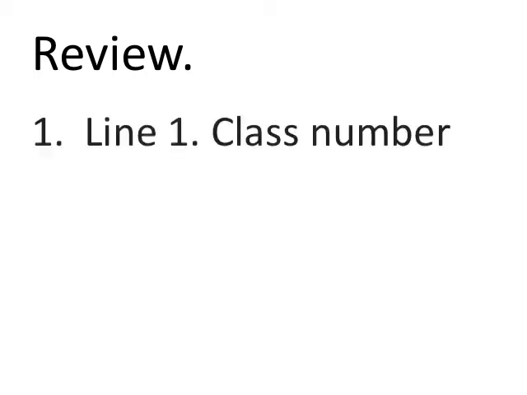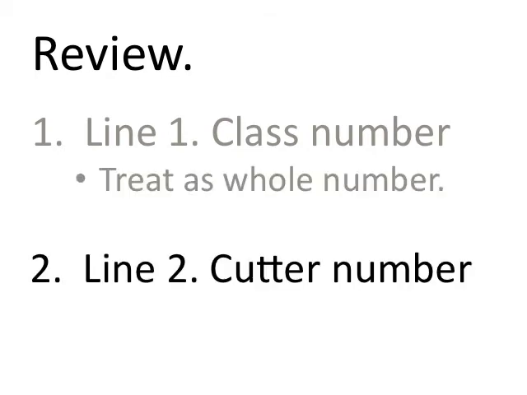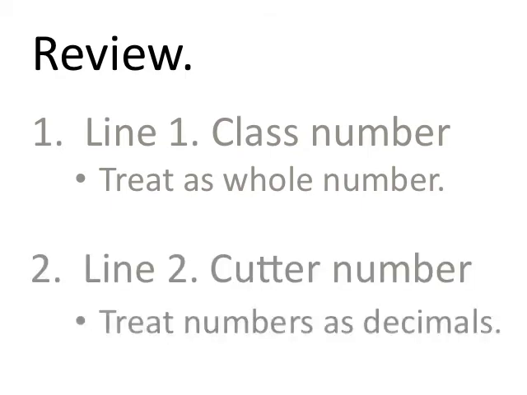This concludes the presentation of basic Dewey Decimal call number characteristics. Let's review what you learned about DC call numbers in this video. Line 1 of a DC call number is called the class number and is treated as a whole number. Line 2 is called the cutter number and begins with one or more letters followed by numbers and usually more letters. The numbers in the cutter number are treated as decimals.